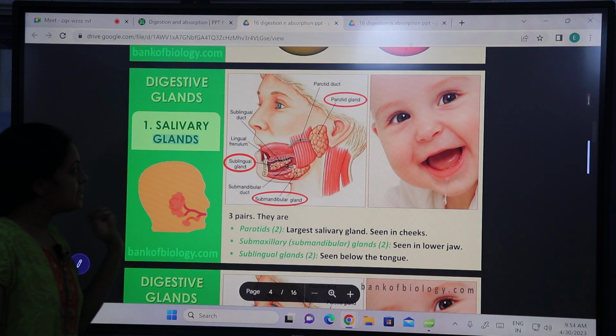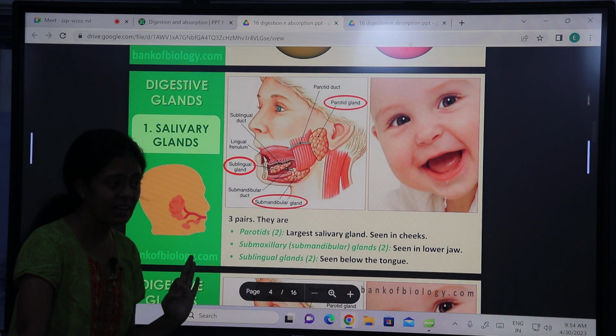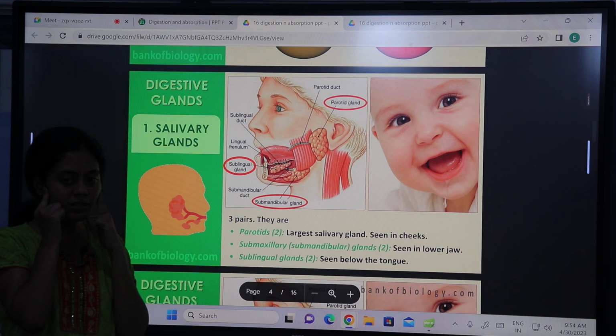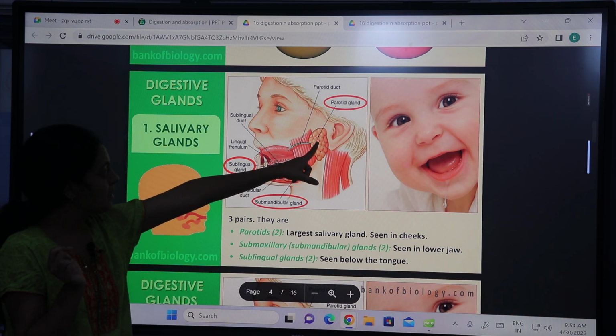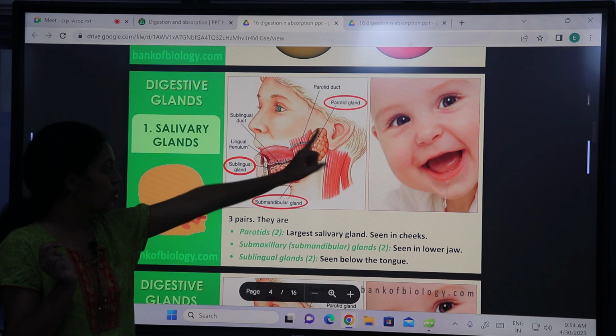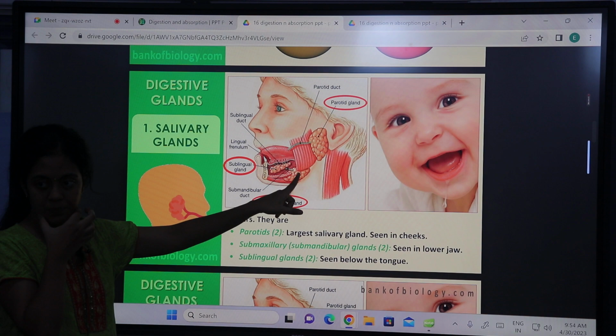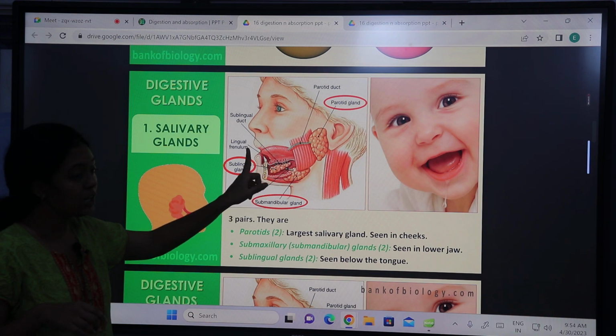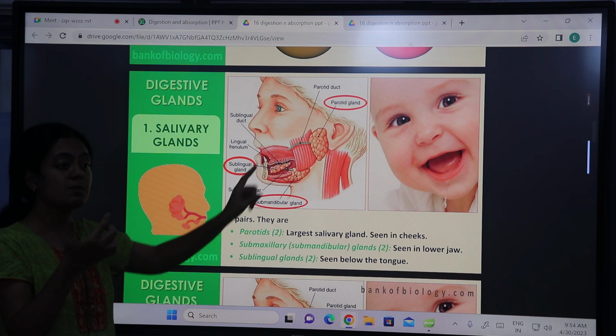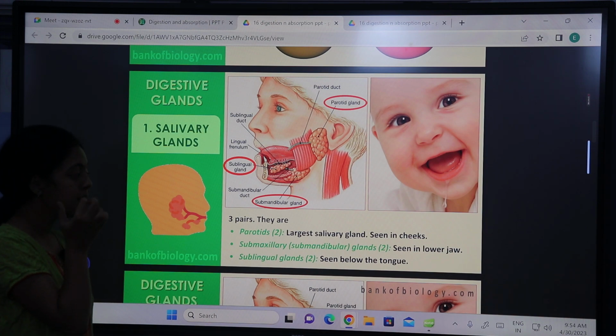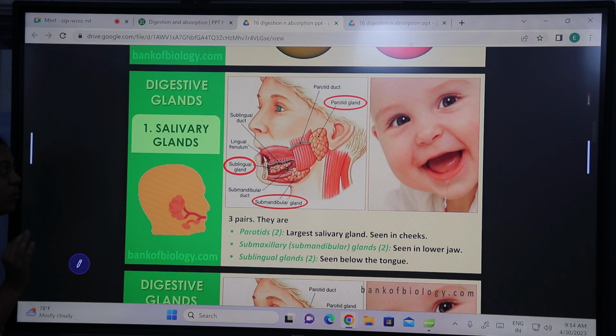Basically there are 3 pairs of salivary glands. The parotid gland is present near your ears. You can see here, this is your parotid gland. Then you have the submandibular gland, which is present in your lower jaw. Then the sublingual gland. Lingua means what? Tongue. The gland which is present below the tongue is called the sublingual gland. And what do they produce? They produce salivary juice, and salivary juice contains salivary amylase.